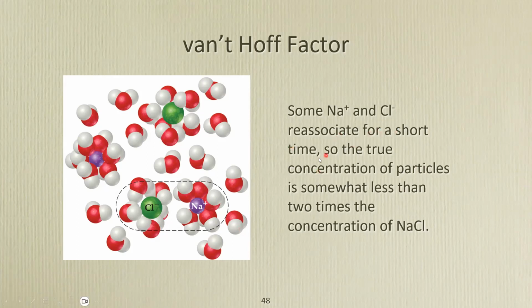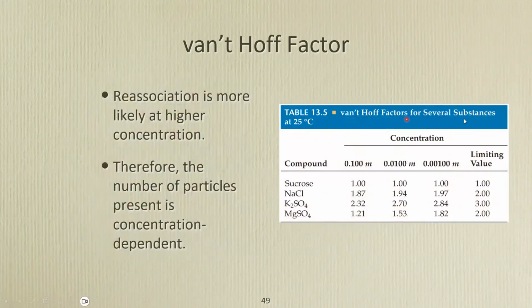Again, reassociation for a short time, meaning that we're going to have these ions be drawn back together for a little bit, and then we'll have them re-separate into solution. So when we're looking at the Van't Hoff factor, you can see here we've got 4 different substances. Sucrose is going to be covalent, and then ionic for these other 3. With the sucrose, we can see the limiting value is going to be 1. And then we see that same thing for all of the different concentrations here: 0.1, 0.01, 0.001.